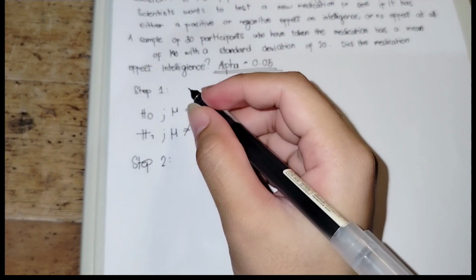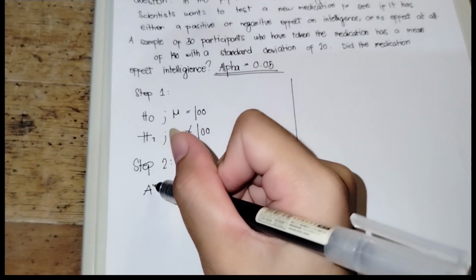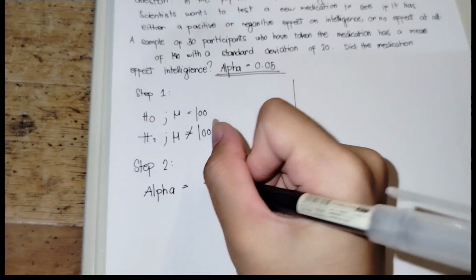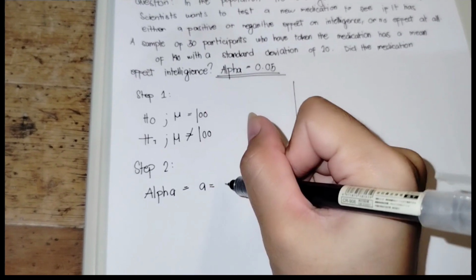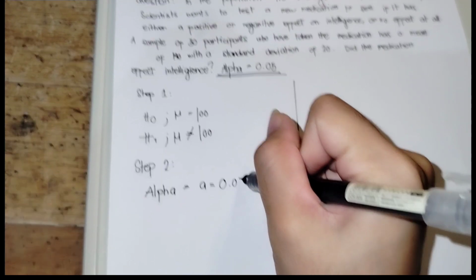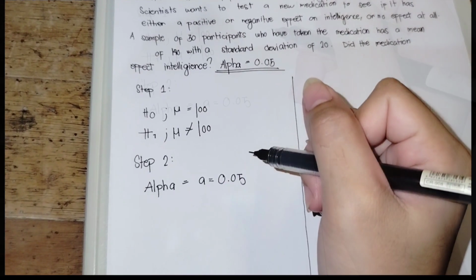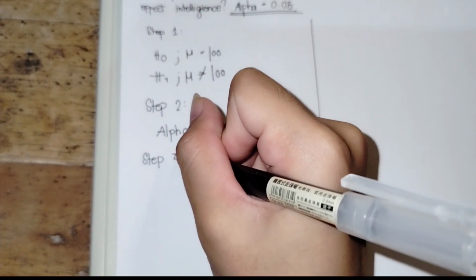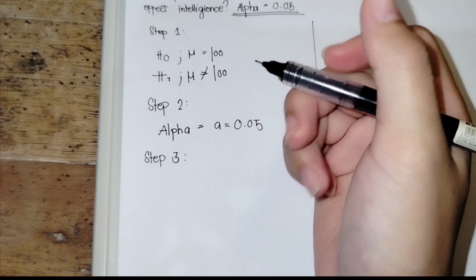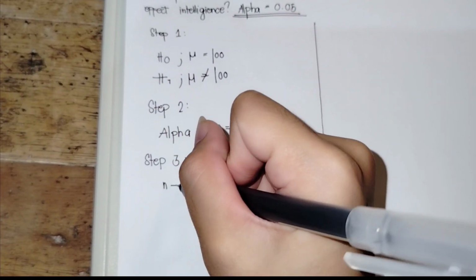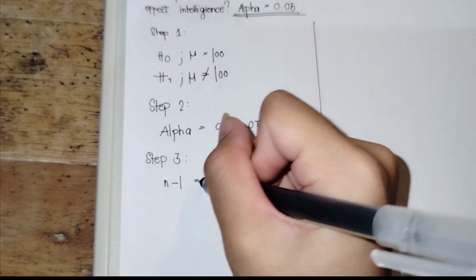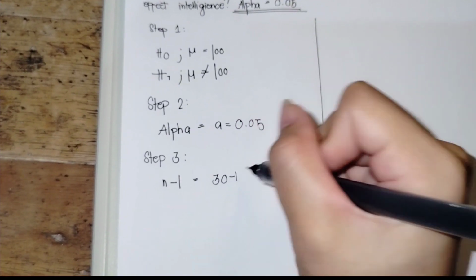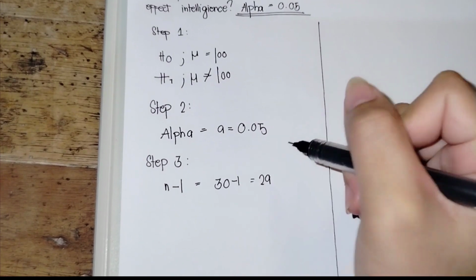Step 2. State the alpha. Alpha is equal to 0.05. Step number 3. Calculate degrees of freedom. N minus 1 is equal to 30 minus 1 equals 29.